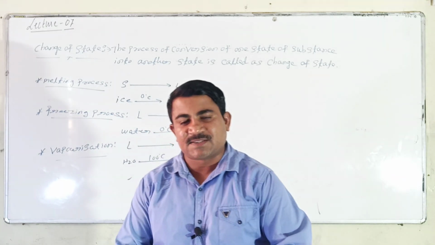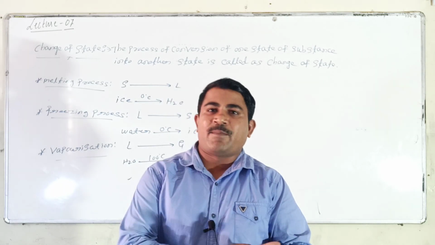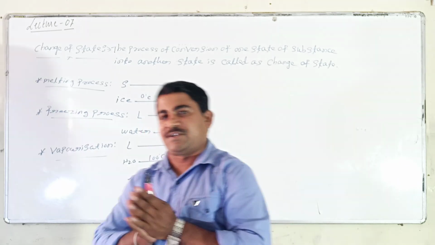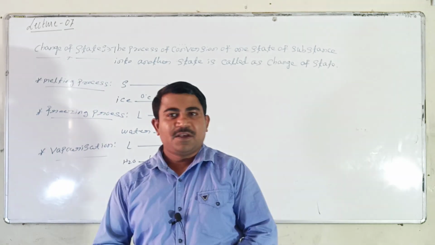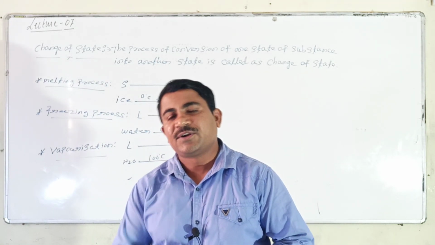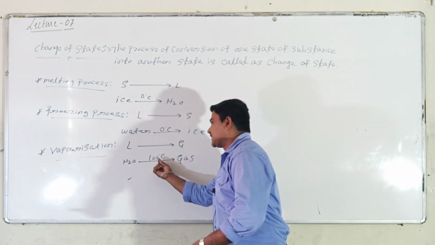After 100 degrees Celsius, whatever amount of heat is provided, this heat is used to break the bond between hydrogen and oxygen, because here the oxygen and hydrogen bond is there. So there is no change in kinetic energy of hydrogen and oxygen. That's why during conversion of water into gas, always the temperature remains the same.